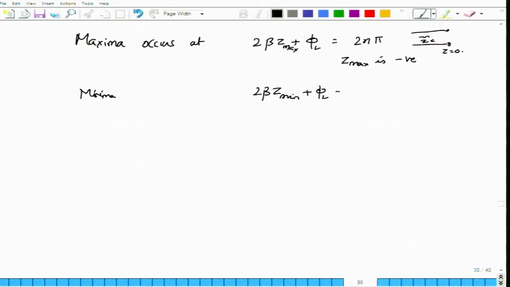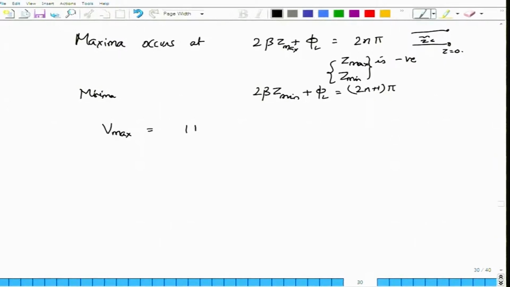So, this must be equal to (2n plus 1) into pi. Again, you have to choose in such a way that z min is also negative. Both z max and z min must be negative. What is the maximum value of this voltage, or what is the value of the voltage maxima?